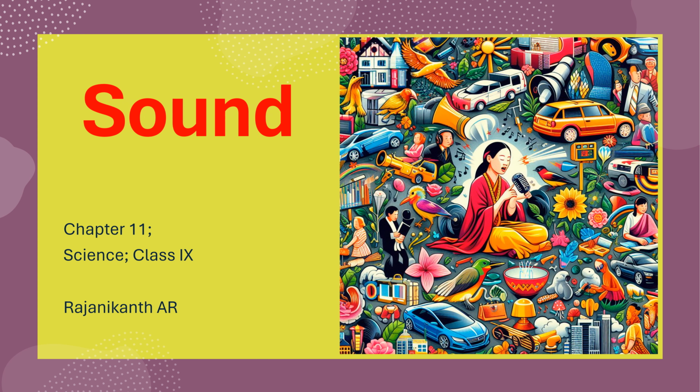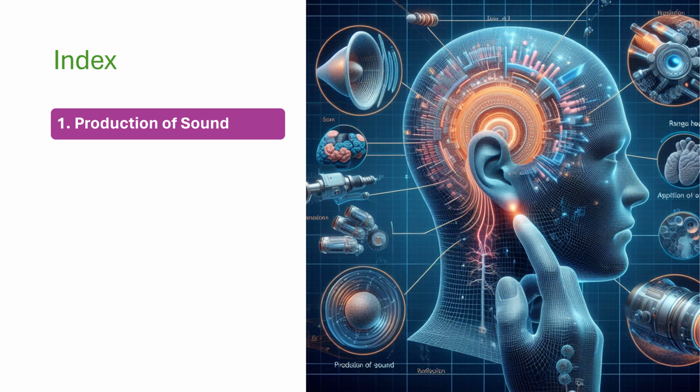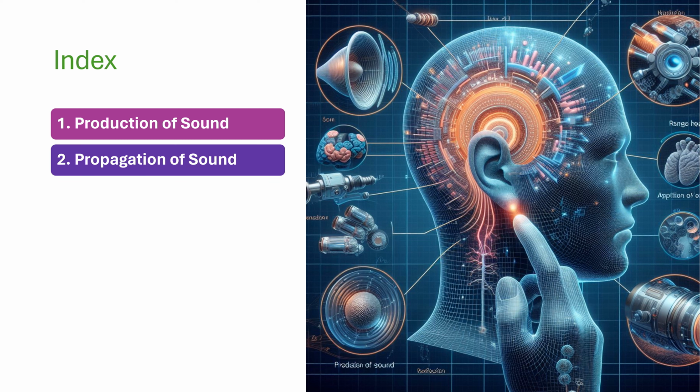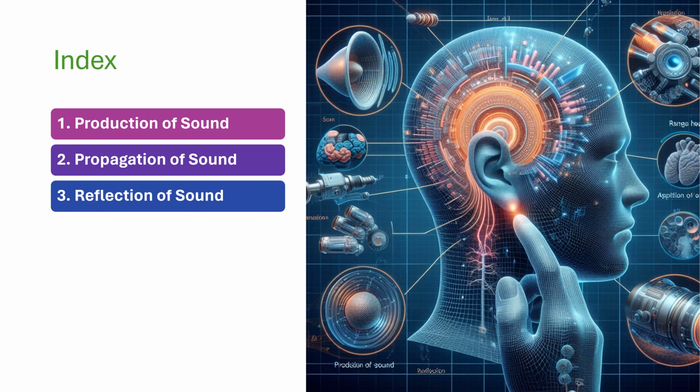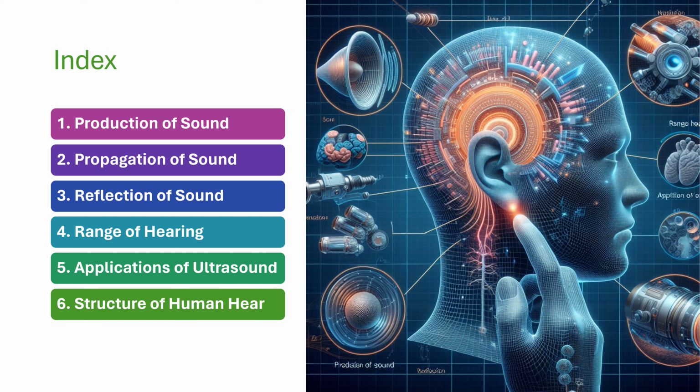Hello all. Let's focus on sound today. Chapter 11, Science Book of 9th Standard. This chapter contains the following topics: production of sound, propagation of sound, reflection of sound, range of hearing, applications of ultrasound, and the structure of human ear.